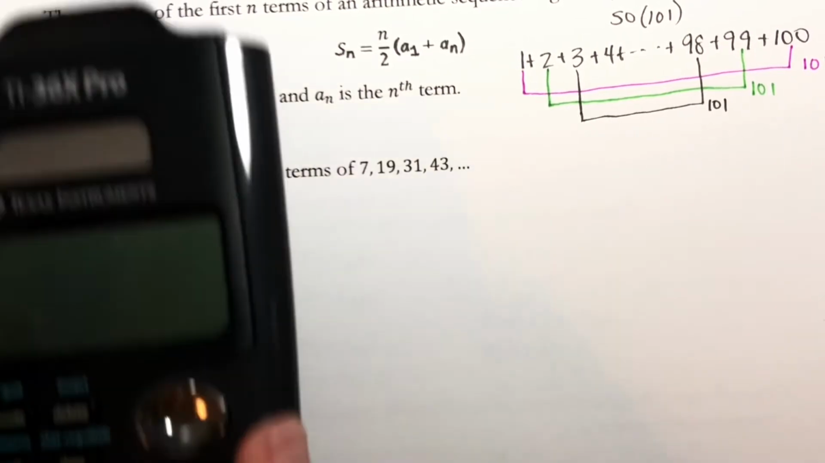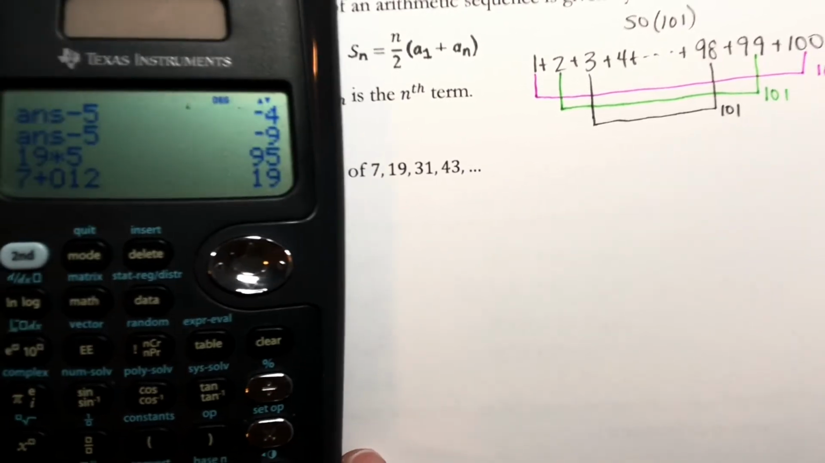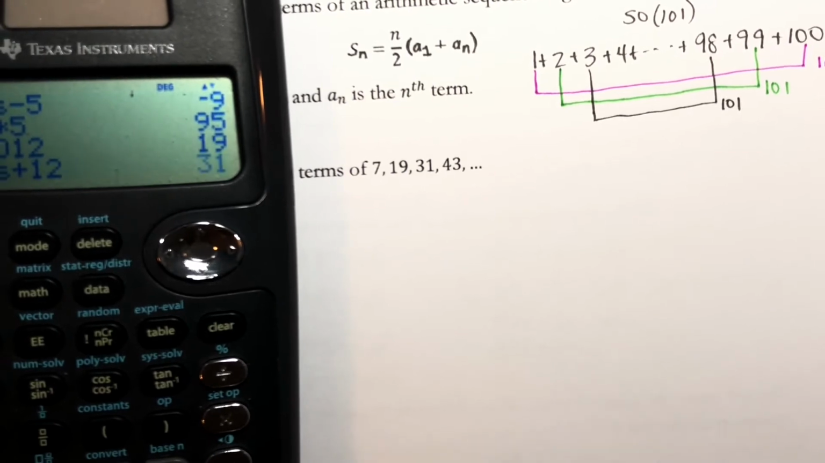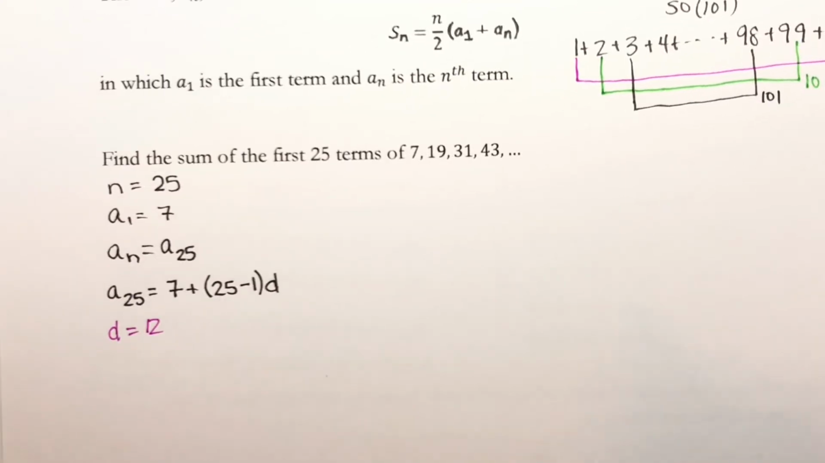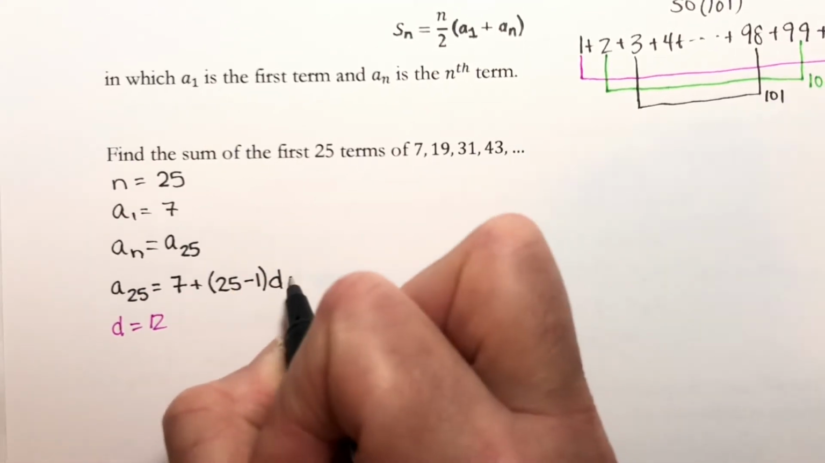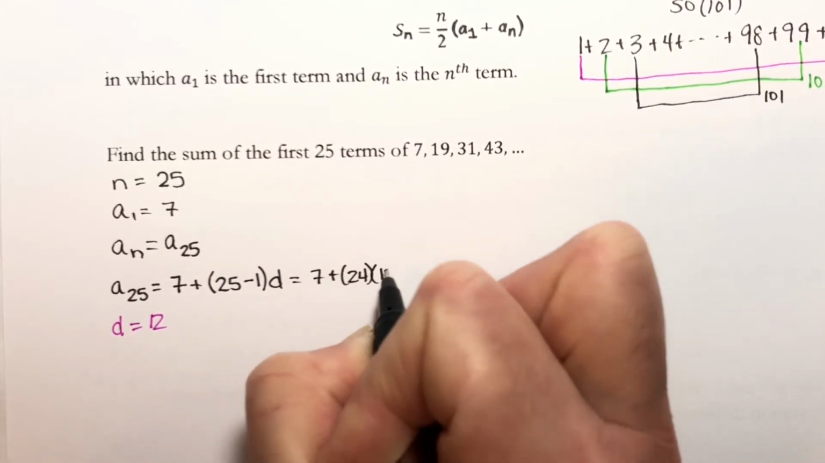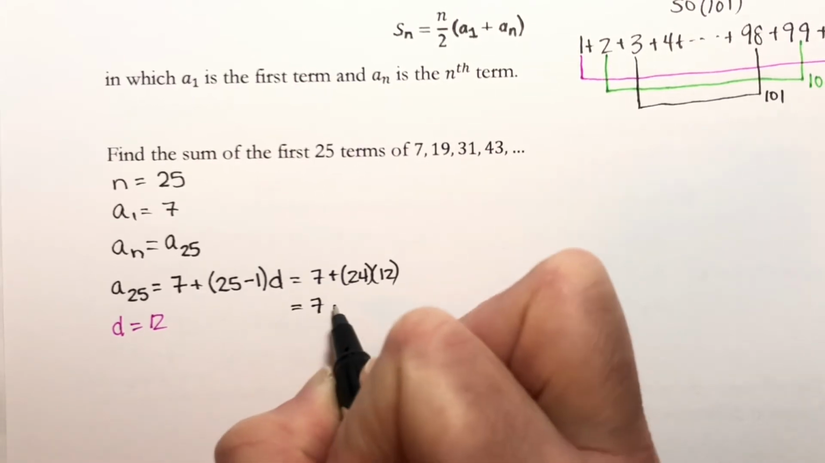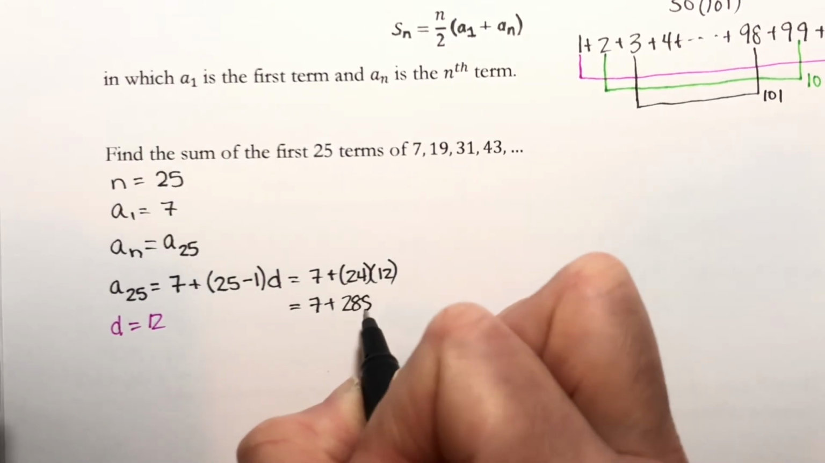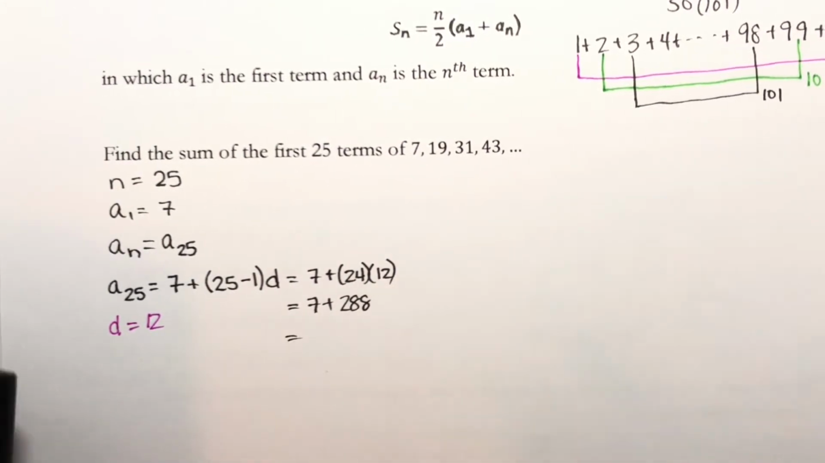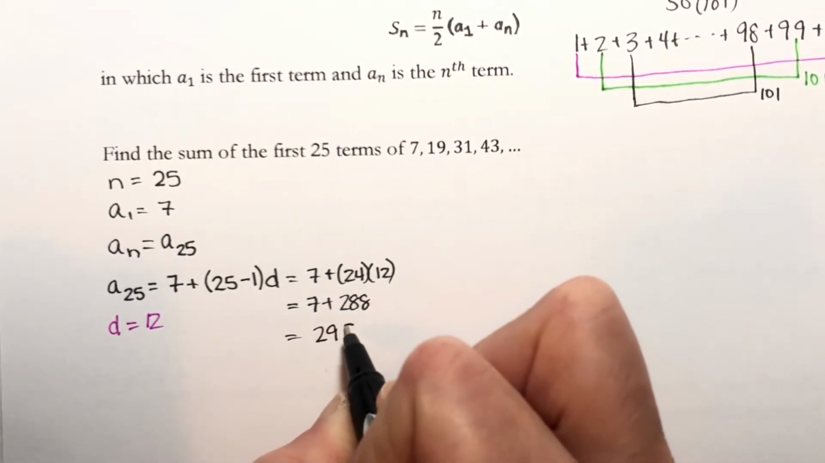So let's double check that. If I start off with 7 and I add 12, I get 19, and then if I add 12 again, I get 31 and then 43. So that looks correct. So that tells me that this is 7 plus 24 times 12, which is 7 plus 288, so add 7 to that, and you get 295.